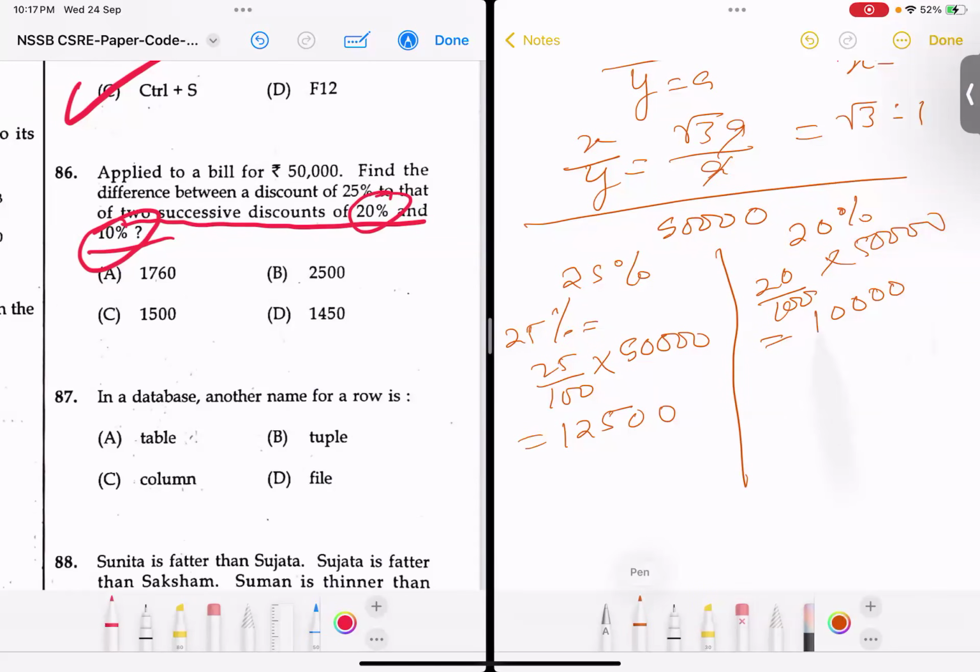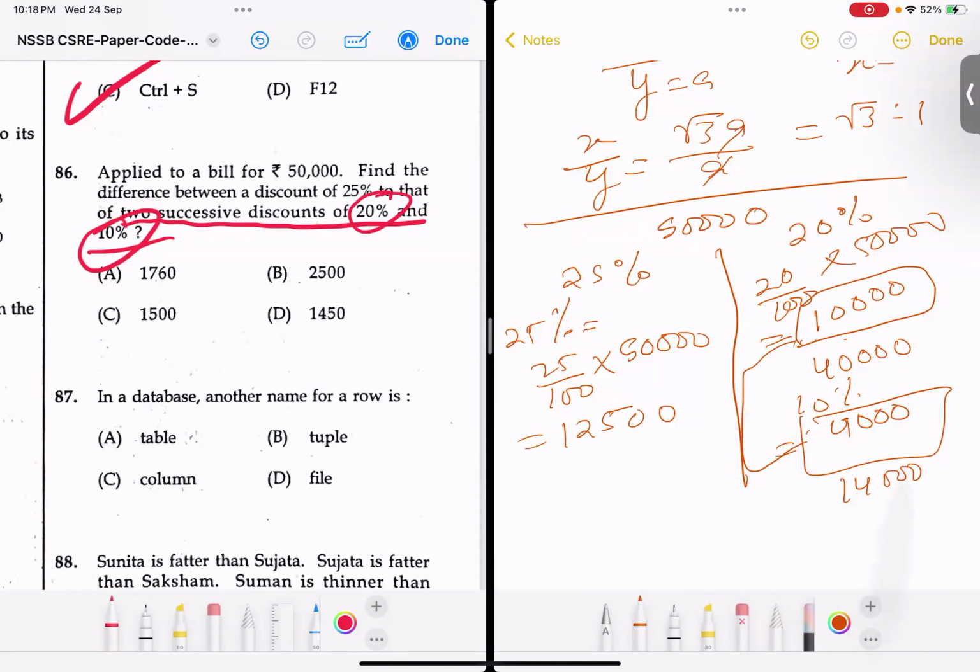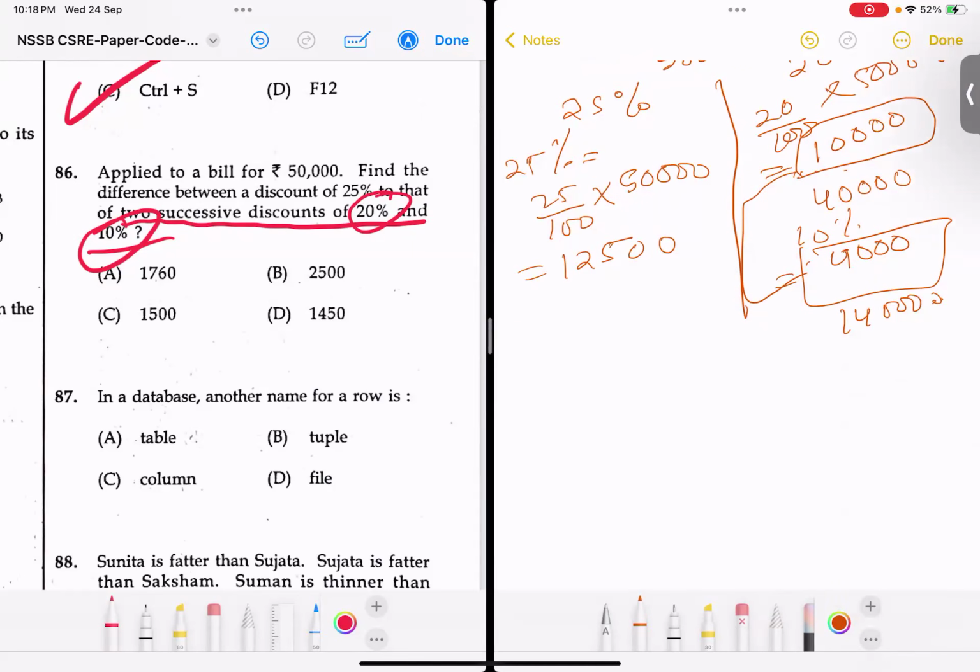Now, what is remaining after a discount of 10,000? Remaining is 40,000. Now in this 40,000, we apply another discount of 10%, which means the discount is 4,000. If we add these two discounts together, we get 14,000. Now we just have to find the difference of these two discounts. So 14,000 minus 12,500 is equal to 1,500. So the correct option is 1,500.